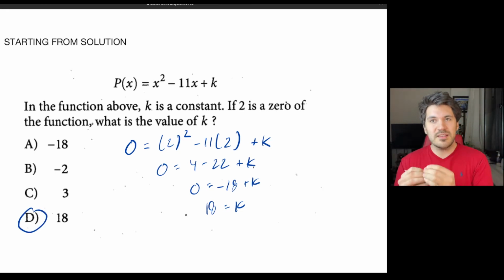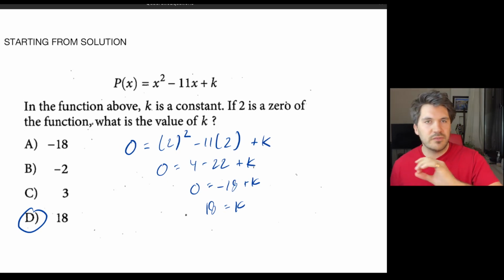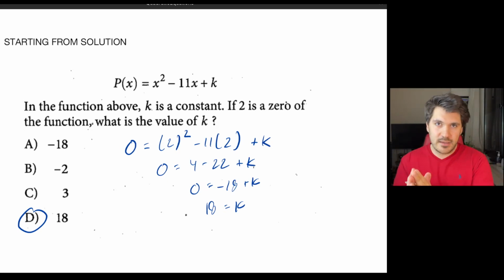So one more time. When they tell you something is a root or a 0 or an x-intercept, that is the signal to set the equation equal to 0 and then solve it for x, or replace x with whatever value they said is the 0 of the function. Okay, cool.